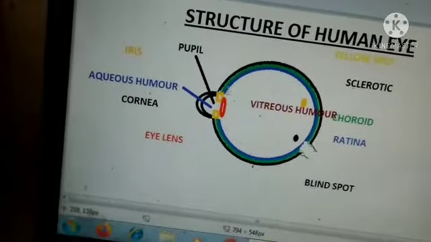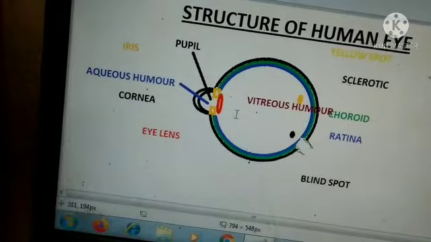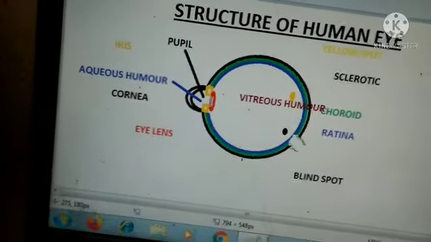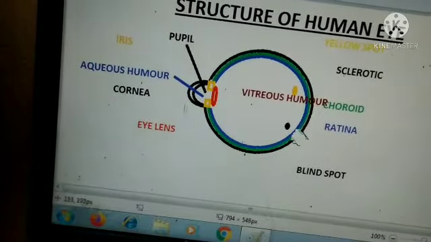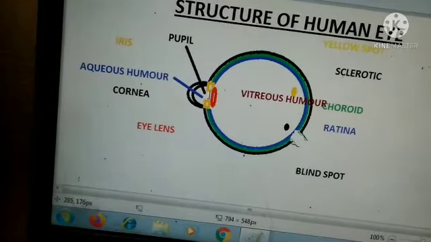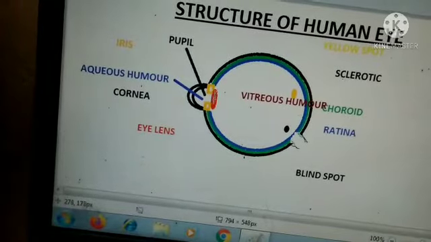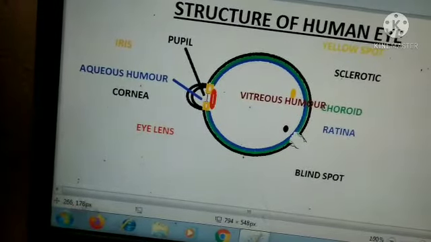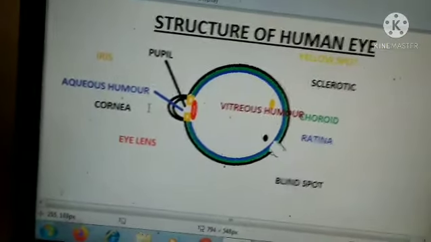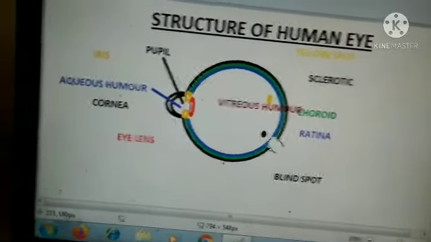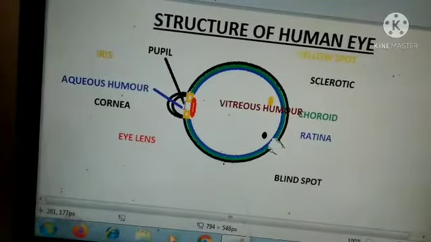Now this yellow part is called the iris. The iris is behind the cornea and it is opaque. And this red part is the eye lens; the image is formed by this lens in the human eye. Next is the pupil. The space in this yellow part is called the pupil. It is spherical in shape and looks black.